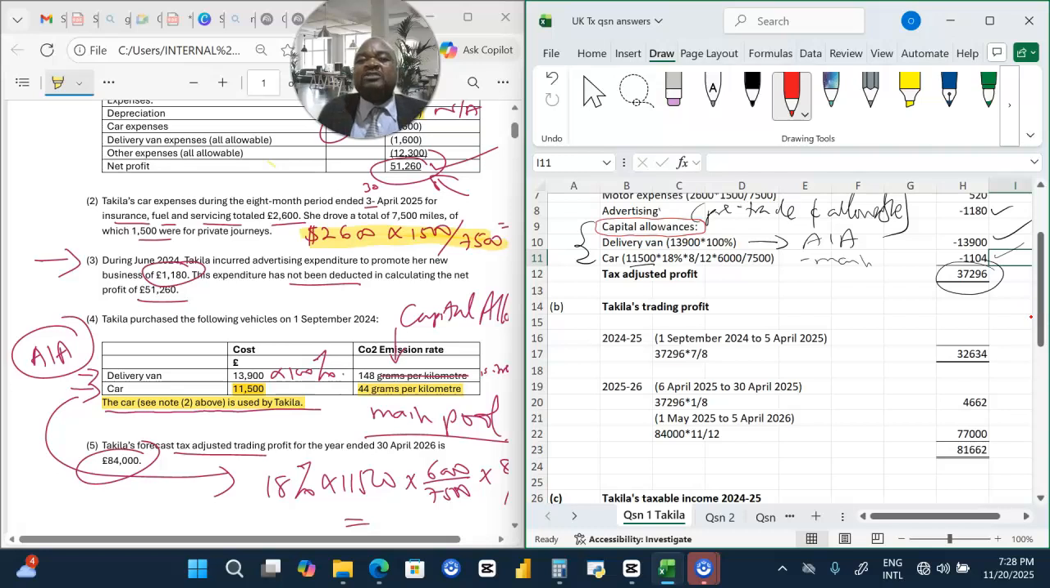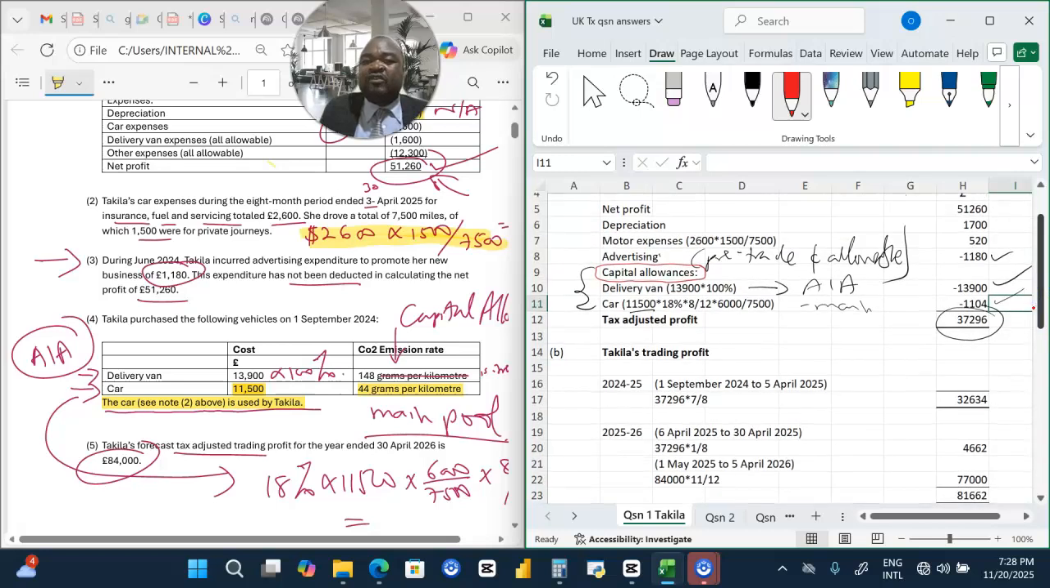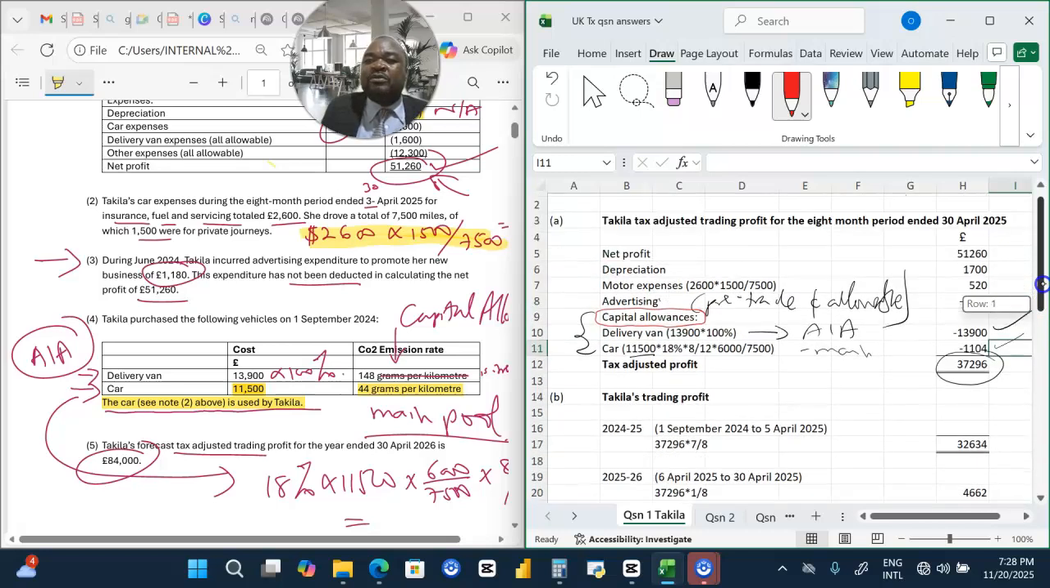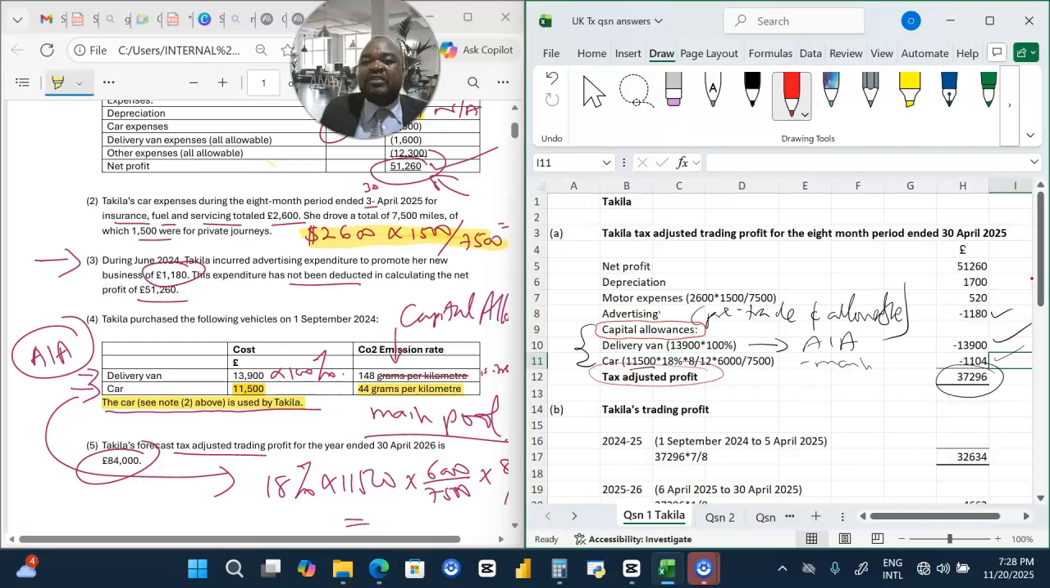Now, part B was saying that we need to compute Takila's trading profit. Now, in the examination for the 2024-2025 year, you would have computed your tax adjusted profit for the particular year. Remember when we are saying for the period ended 30 April 2025, all right?